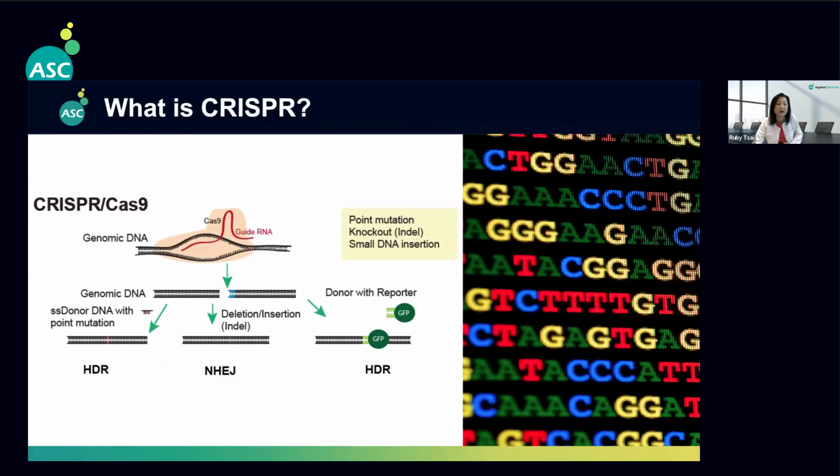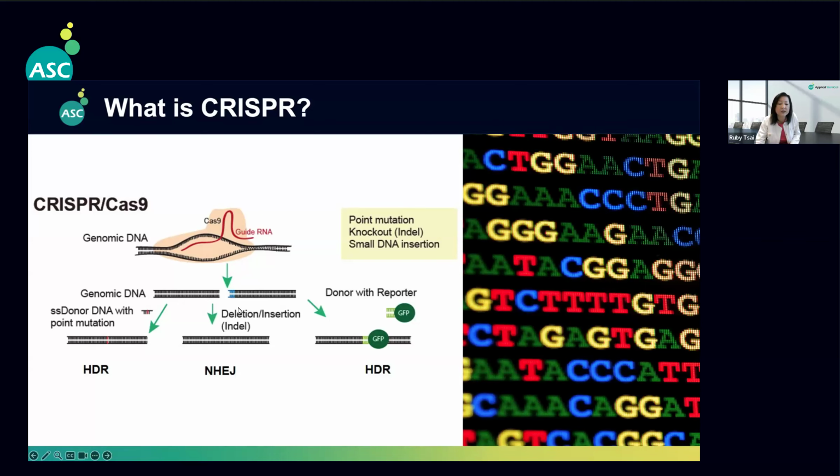So CRISPR, as most of you are probably very familiar with, is, like I said, a revolutionary technology. And Jennifer Doudna and Charpentier received the Nobel Prize for the discovery of CRISPR-Cas9. And so basically, this is a nuclease. Cas9 is an endonuclease. It makes double-stranded DNA breaks. And so that's what CRISPR does.